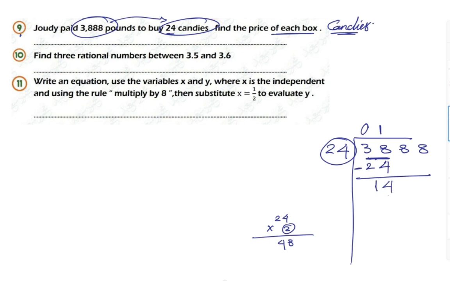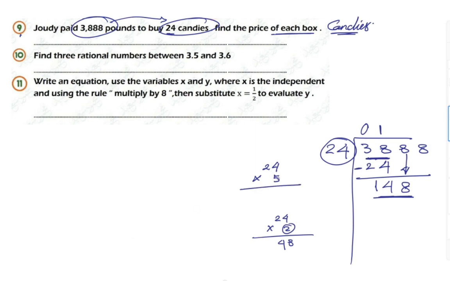Now you have 14. 14 divided by 24? No way, because 14 is less than 24. So I need to drop what? This 8. Okay. Now I have 148. 148. Let's try the table of 24. But 24 times what? 1, 2, 3. Let's start with a big one, like 5.